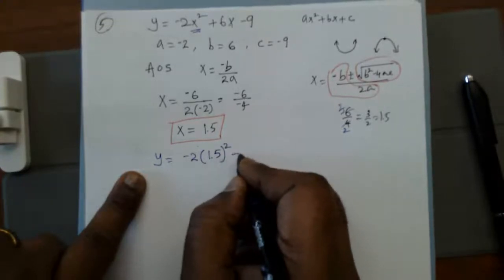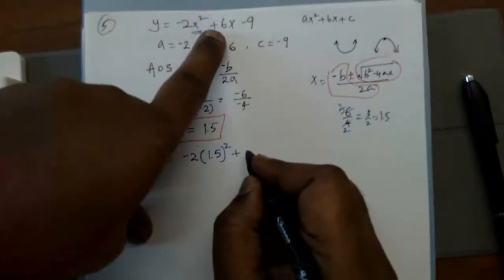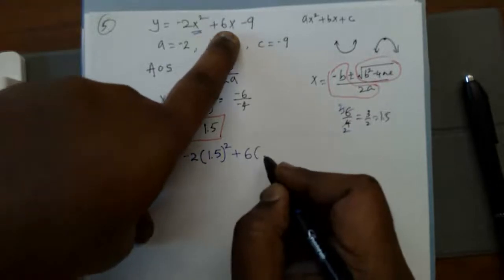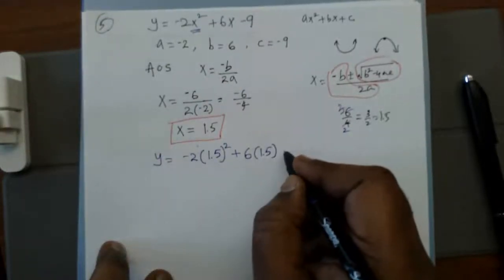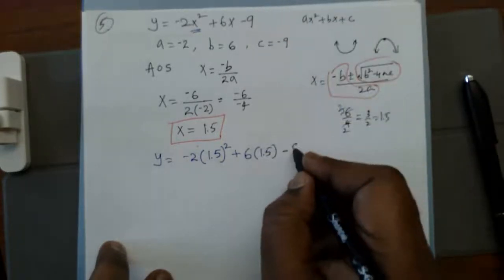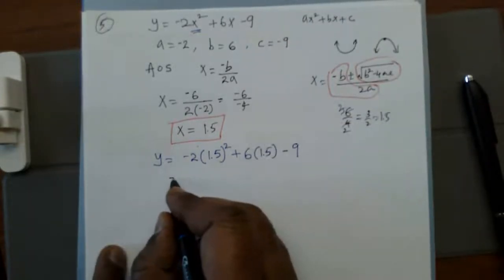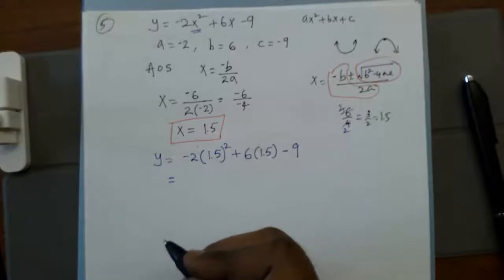Now y is equal to negative 2 times, this x is replaced with what? 1.5, plus I have a 6 here, 6 times, again x is how much? 1.5, minus 9. So find its value. y is equal to how much?